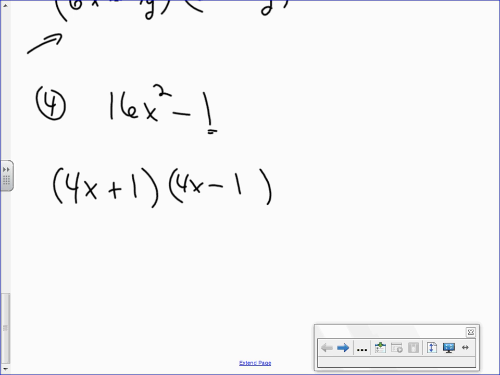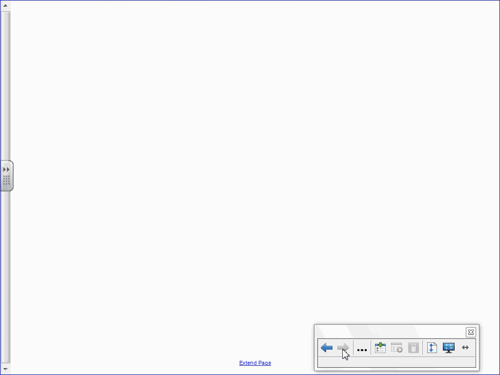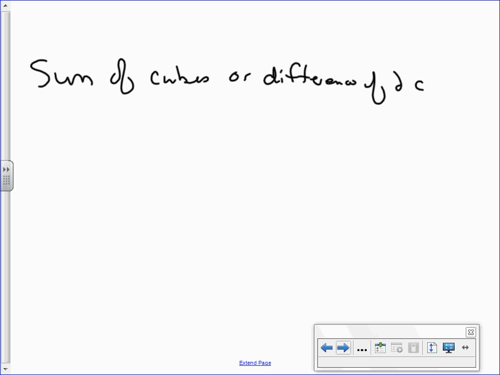Now you should have seen both of those kinds of factoring in Algebra 1. Hopefully you remember them. And this was just a reminder. Okay. This next kind, sometimes Algebra 1 teachers do it, and sometimes they don't do it. And there's actually two of them. It's called sum of cubes or difference of cubes. I should say 2 cubes. Sum of 2 cubes, or difference of 2 cubes.